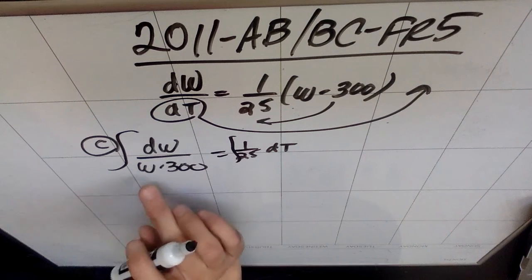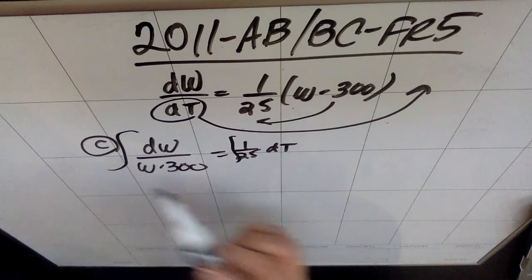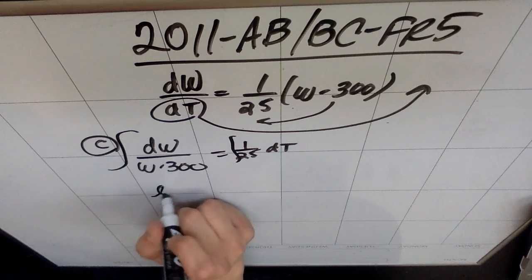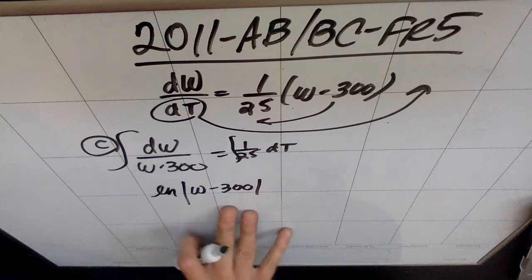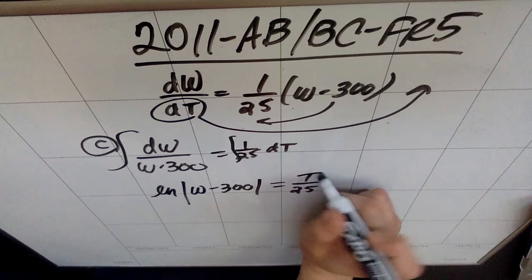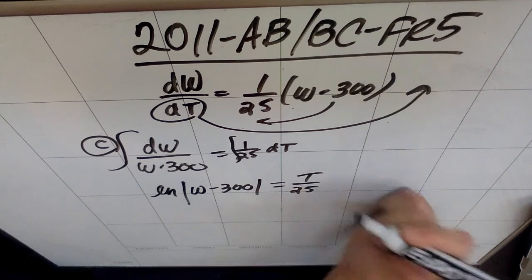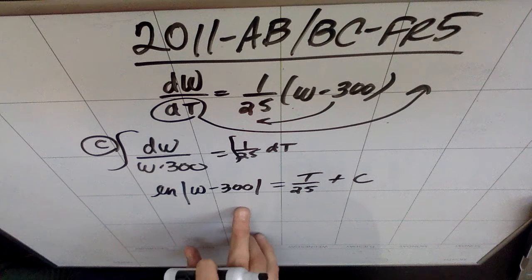Technically, it's u-substitution, but if I make u the W minus 300, my du is just dW. So this is going to integrate to the natural log of the absolute value of W minus 300. I'm going to walk you through in a sec why I don't need that absolute value logically in this problem. On this side, I get t over 25, or 1/25th t, it doesn't matter, plus some constant C.